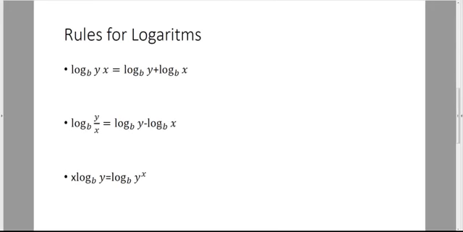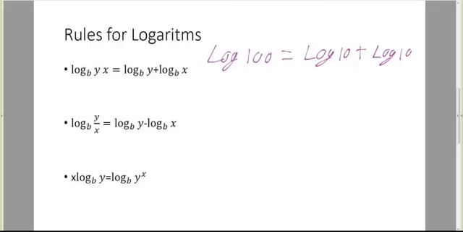So we look at our rules for logarithms. We have log base b of y times x, and when we're multiplying two numbers inside of a log, we can add them out. So we can see log base b of y plus log base b of x. If I do something like log of 100, I could say, well, this is log base 10 of 10 times 10, so log of 10 plus log of 10, and we add these up. So this would be 1 plus 1, which equals 2, and as we saw earlier, 10 squared equals 100. So that would work out for us.